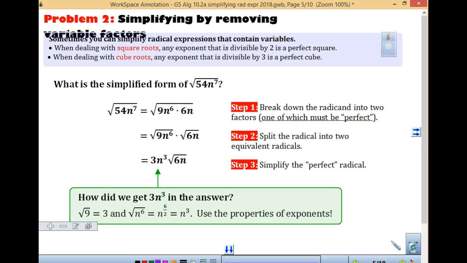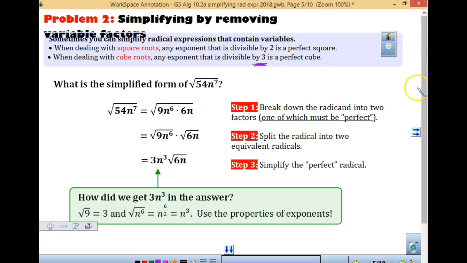So, Hayden Zimmerman, would you please read on the top of that next page? Sometimes you can simplify radical expressions that contain variables. When dealing with square roots, an exponent that is divisible by 2 is a perfect square. When dealing with cube roots, any exponent that is divisible by 3 is a perfect cube.